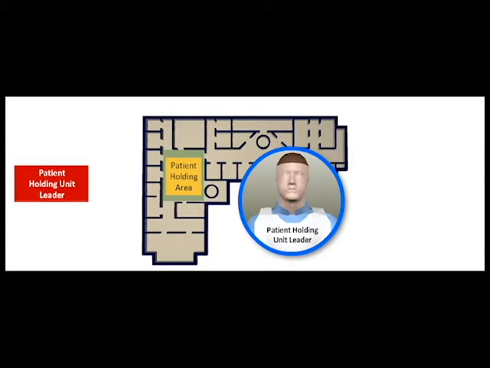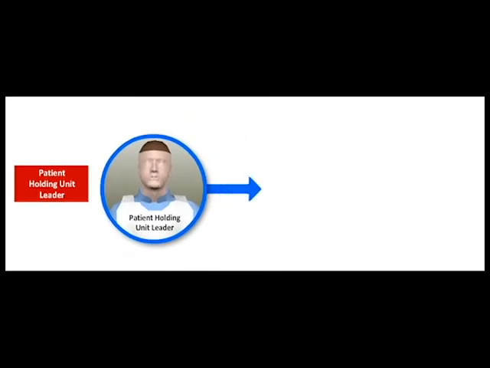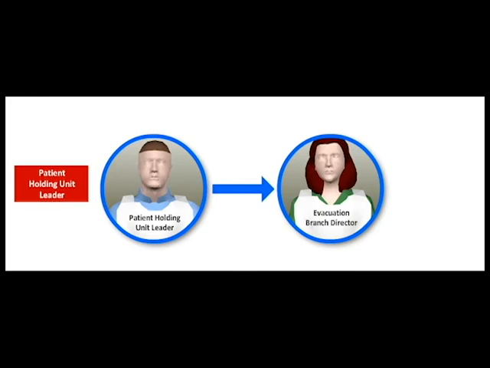The patient holding area is typically positioned in a safe location near the top of a transport shaft, such as a stairwell or elevator. While in the patient holding area, the patient holding unit leader is responsible for overseeing any necessary ongoing patient care, as well as coordinating with the Evacuation Branch Director as needed.